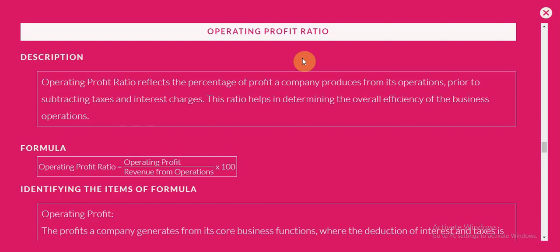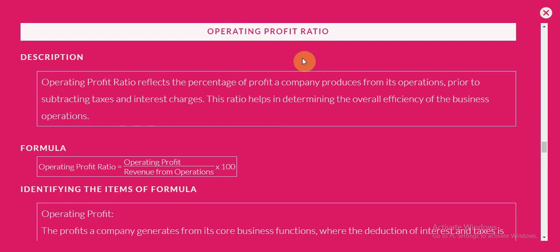It is different from GP. GP is sales minus cost of goods sold, or revenue from operations minus cost of revenue from operations, and from that we get the GP. And after we receive the GP, when we add the operating incomes and subtract the operating expenses, we get a profit, that is known as operating profit.